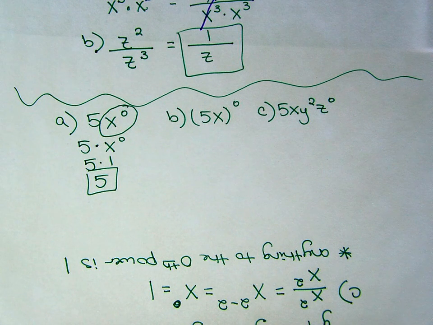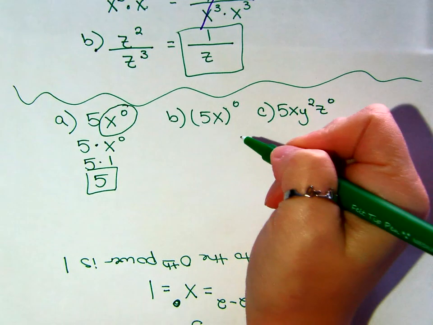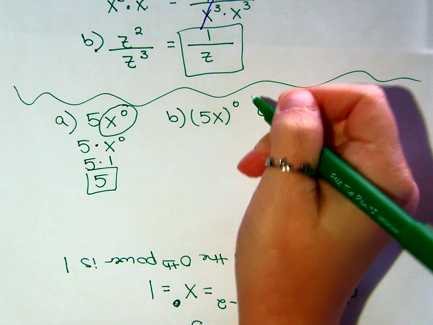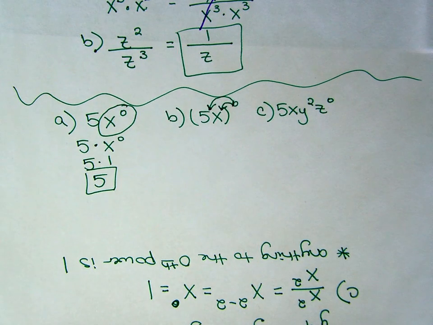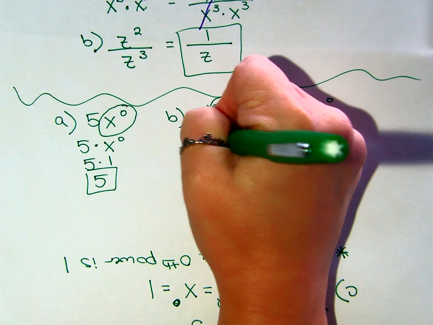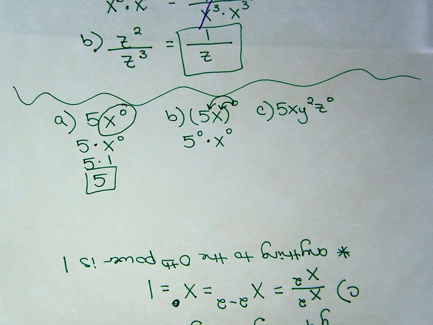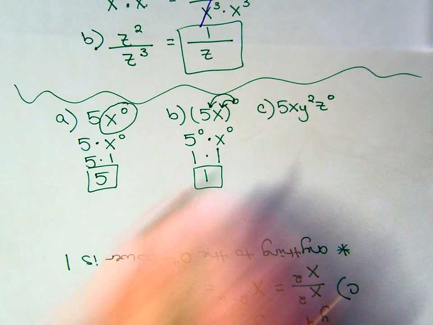What do you think B is? 1. It is 1. This 0th power goes to everything that is inside of here. You can kind of think of it as you are going to use your distributive property to distribute that power inside, to where you would have 5 to the 0th power times x to the 0th power, because that power applies to everything inside of there. Well, 5 to the 0th power is 1, and x to the 0th power is 1, so 1 times 1 is 1.